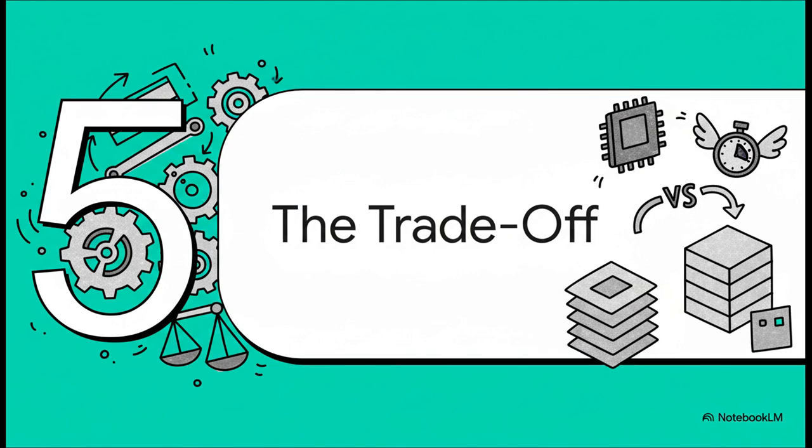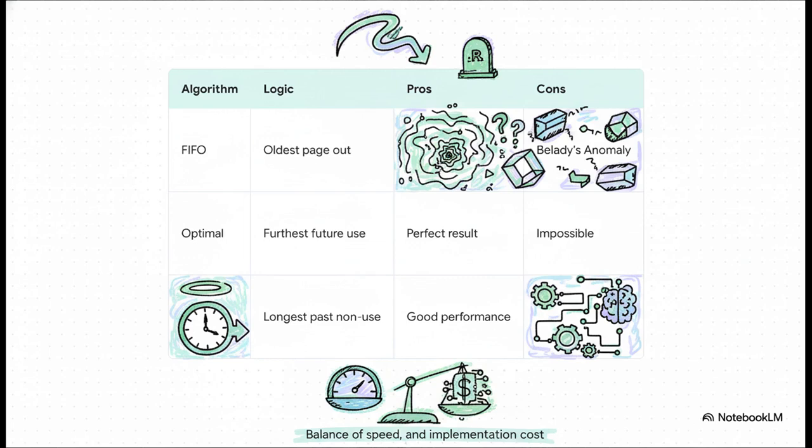So after looking at the simple but broken one, the impossible but perfect one, and the practical but complex one, what's the big lesson here? Well, it all boils down to a classic engineering trade-off. Here's the final scorecard. You got FIFO, which is super simple and cheap to build, but it's haunted by that bizarre Belady's anomaly. Then you have the optimal algorithm, our perfect but totally impossible benchmark. And finally, there's LRU, which gives us great reliable performance, but it costs more. It's more complex for the system to keep track of everything.